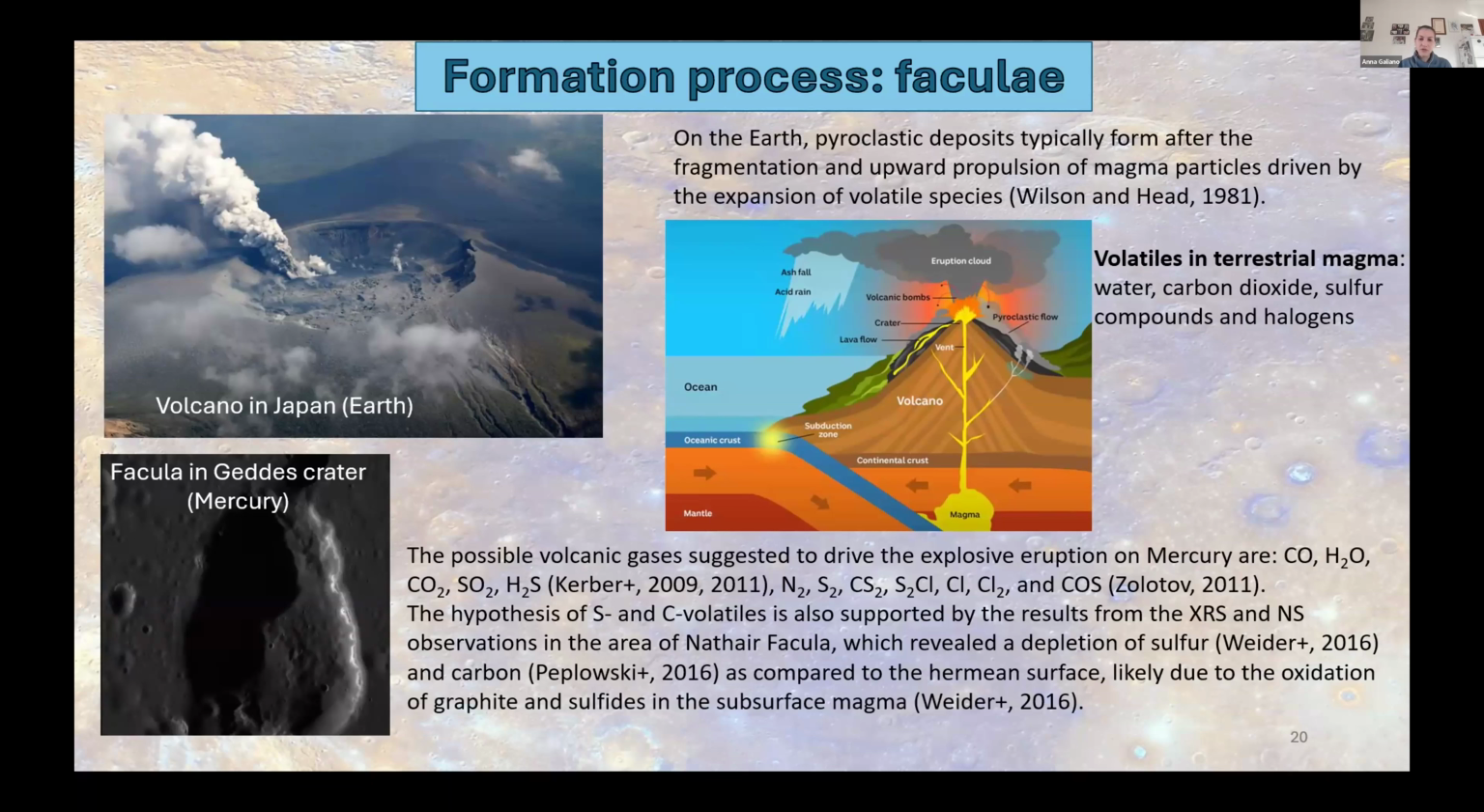The hypothesis of sulfur and carbon volatiles being responsible for this eruption is supported by the results from two other instruments on MESSENGER, the X-ray spectrometer and the neutron spectrometer. These two instruments observed the area of Nathair Facula, the largest facula on Mercury, and observed a depletion of sulfur and carbon. So this could support the hypothesis that volatiles rich in sulfur and carbon can be responsible for the eruption.